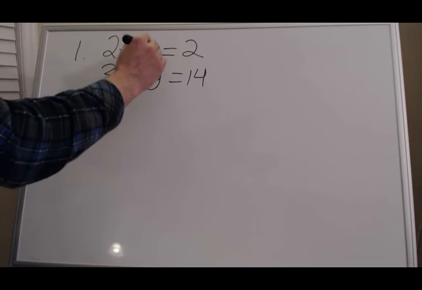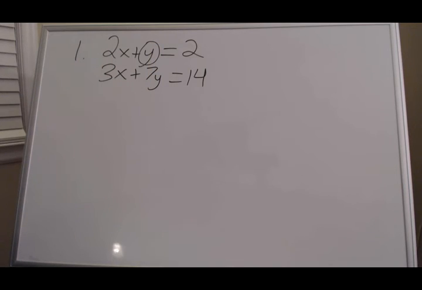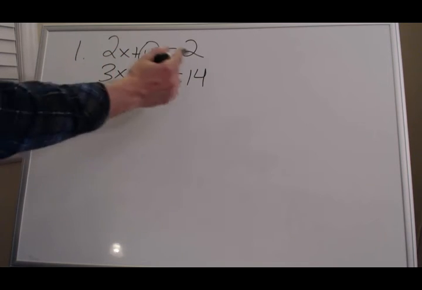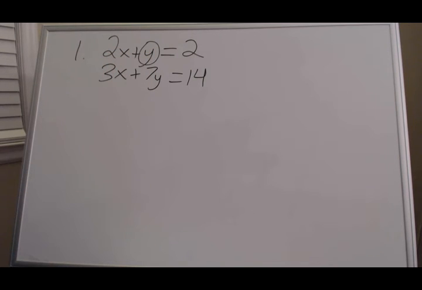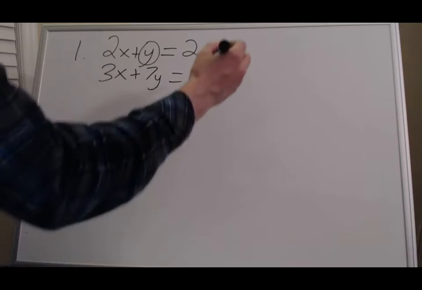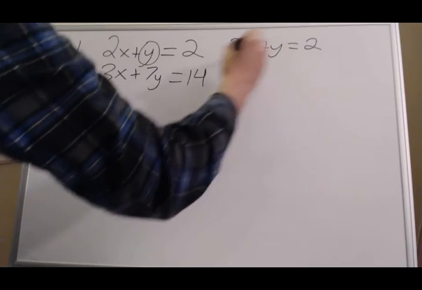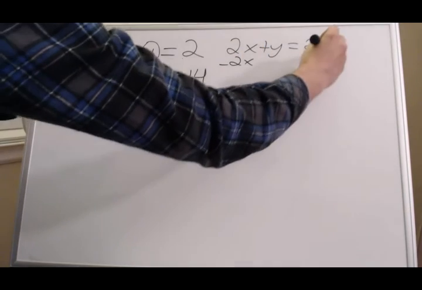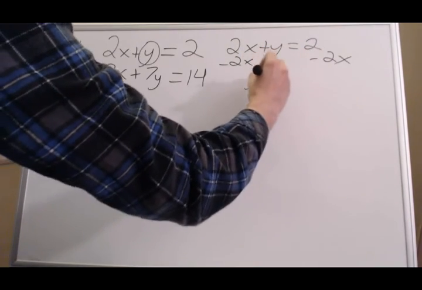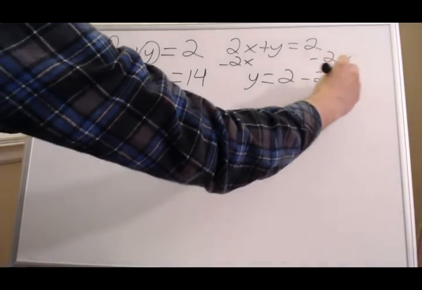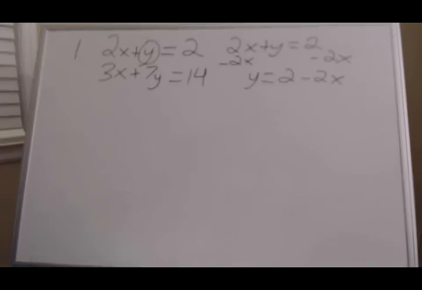Probably the best place to start would be to try to solve for this y here. It's the simplest, there's the fewest steps, and you'll notice 1 multiplies into all of the other numbers in this equation. So let's rewrite it. 2x plus y is equal to 2. All we have to do is subtract 2x from both sides. And that's what we get. We've now solved this for y.